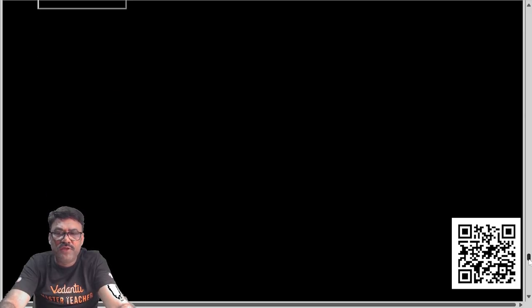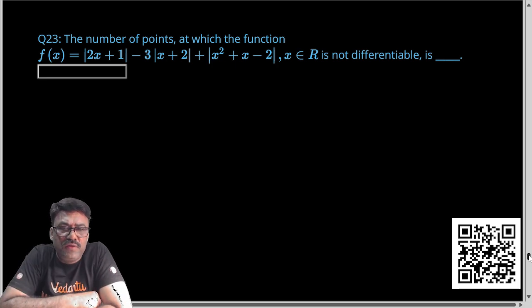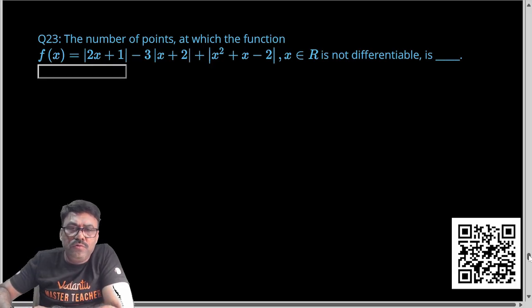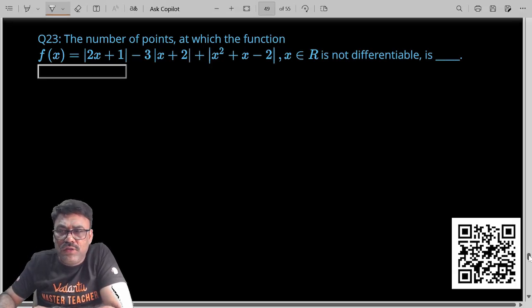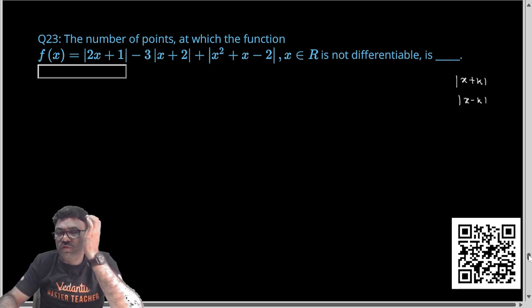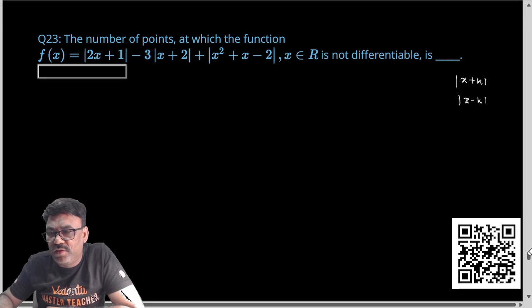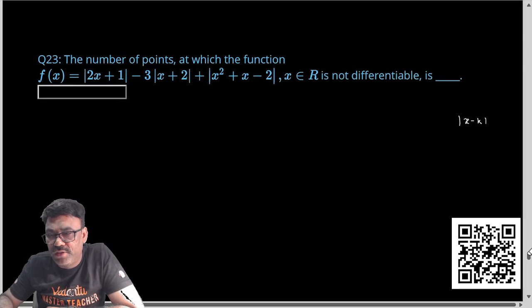Let's see the next question based on differentiability. They are asking at how many points this function is not differentiable. So you know that a function of the form mod of x plus k is not differentiable at minus k, and if you are writing mod of x minus k, then it is not differentiable at k. The first one is not differentiable at minus k. The second one is not differentiable at k.